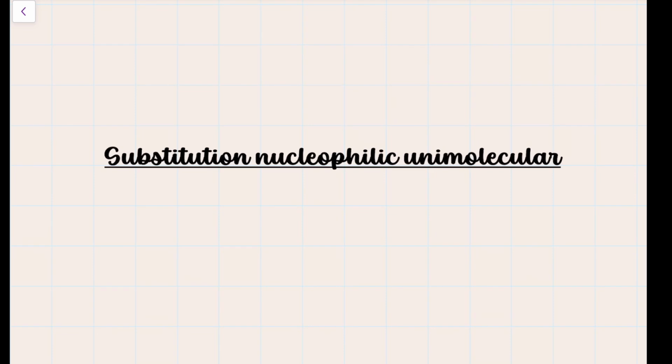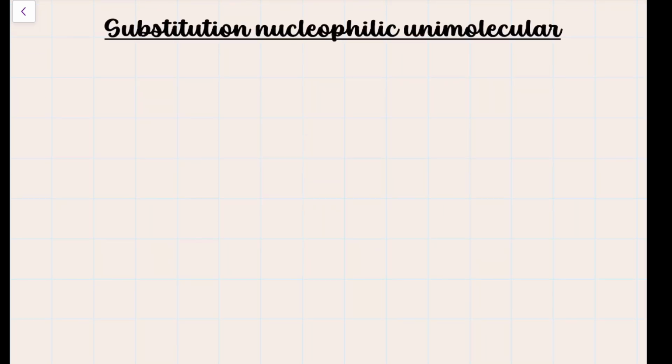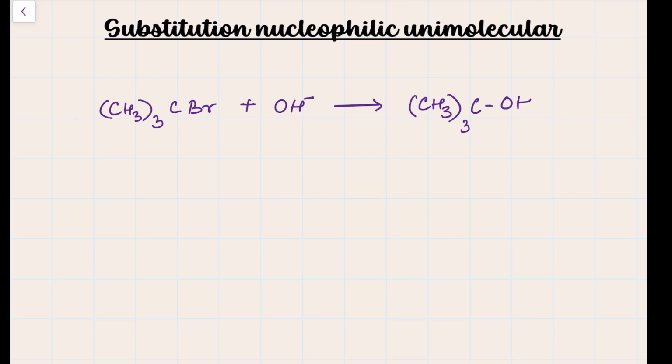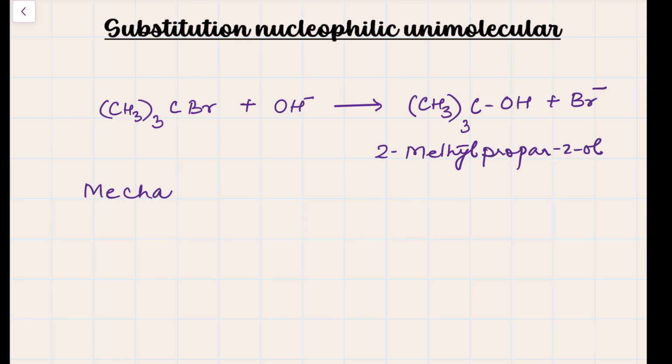Substitution nucleophilic unimolecular. Suppose we have tert-butyl bromide. We react it with the nucleophile OH minus. What we get is tert-butyl alcohol plus Br minus, which is nothing but 2-methylpropan-2-ol.